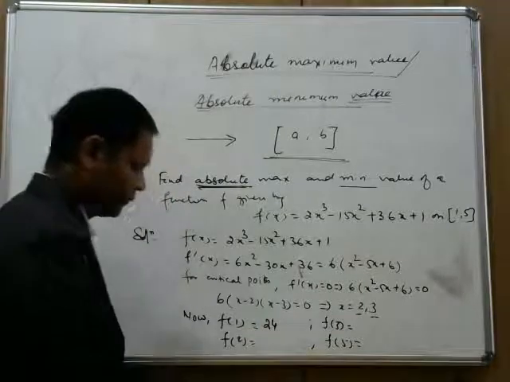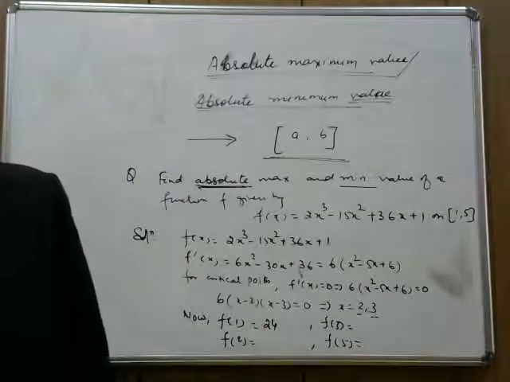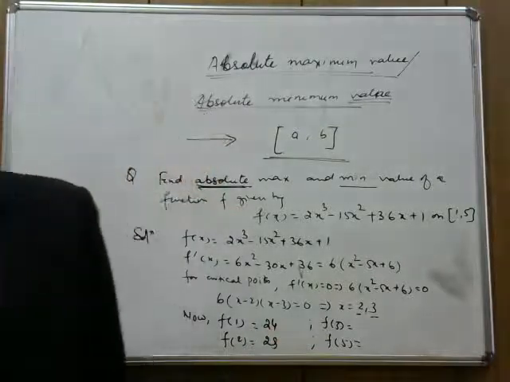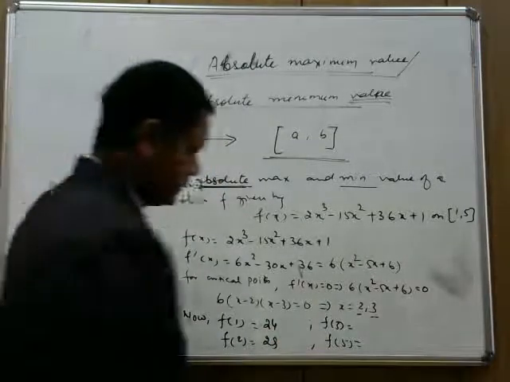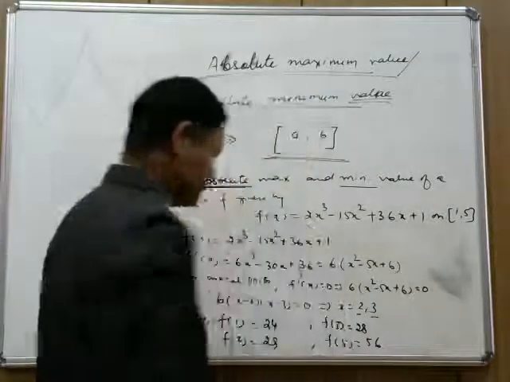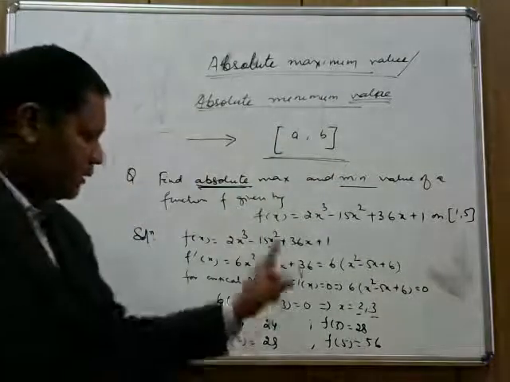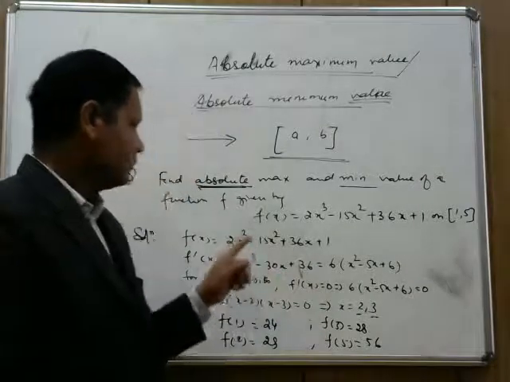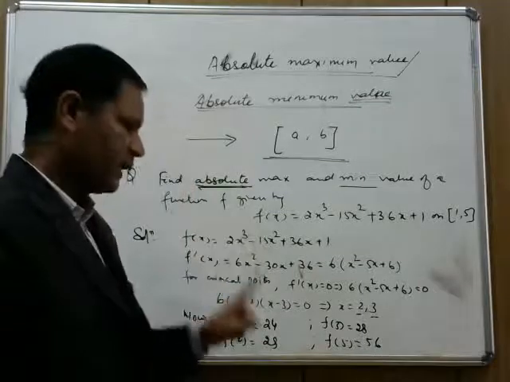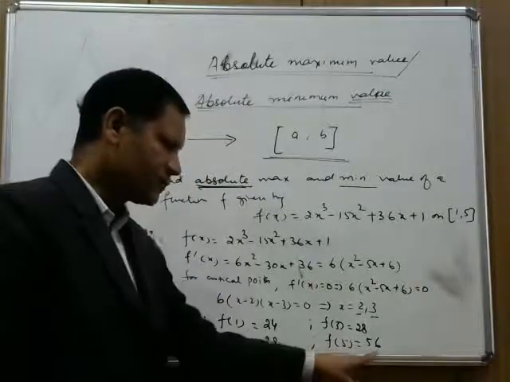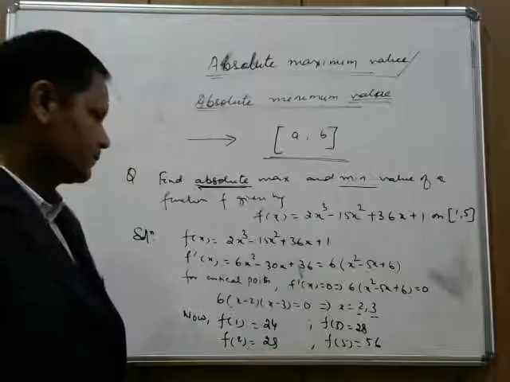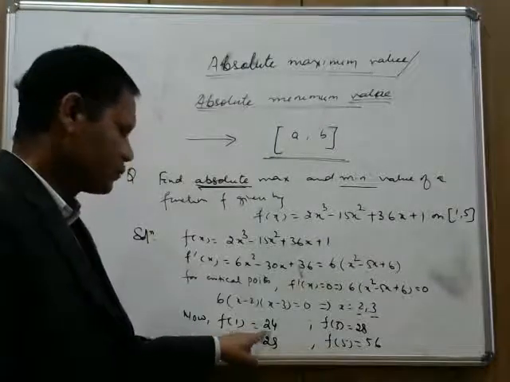We will get 24. f of 1 is 24, f of 2 is 29, f of 3 is 28, and f of 5 is 56. It means here the given function attains its absolute maximum value at 5, which is 56, and it attains its minimum value at 1, which is 24.